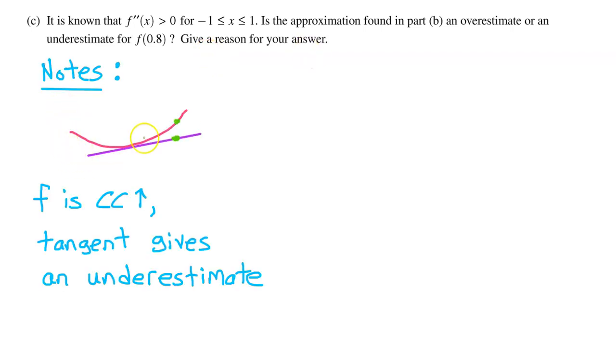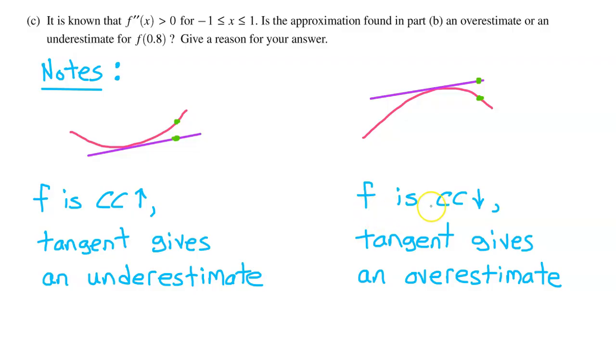If a function is concave up on a given interval, a tangent line approximation will always give an underestimate because the tangent line will always be below the curve on that interval. If a function is concave down on a given interval, the tangent line approximation will give an overestimate because the tangent line is always above the curve on that interval.